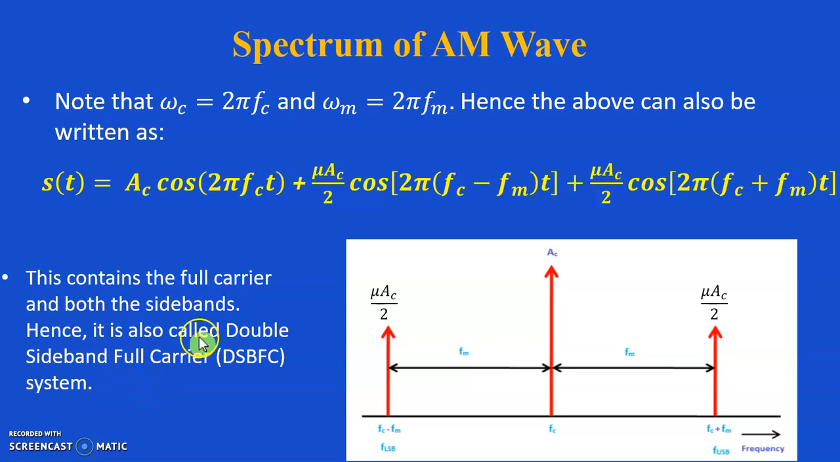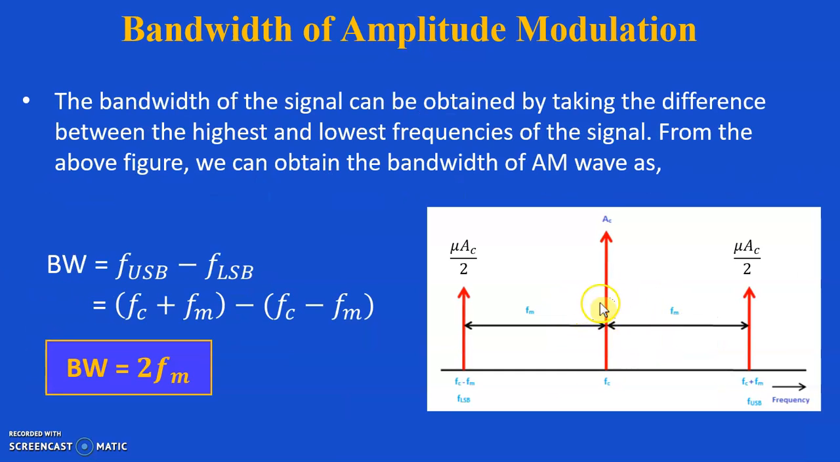So this figure contains the full carrier and both the side bands, upper side band and lower side band. Hence it is called double sideband full carrier system, DSBFC.